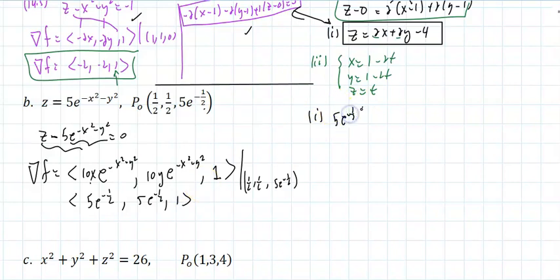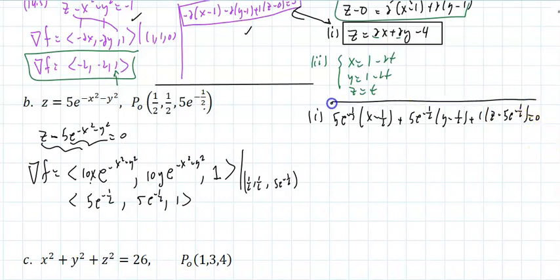5e to the negative 1/2 into x minus 1/2 plus 5e to the negative 1/2 into y minus 1/2 plus 1 into z minus 5e to the negative 1/2 equals 1. And that's pretty much it. That's fine. That's all you need.